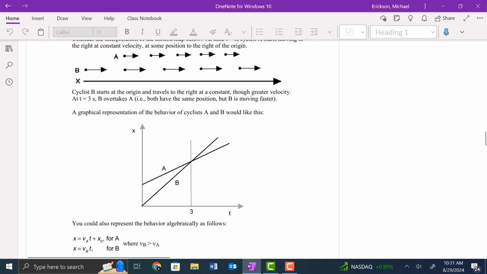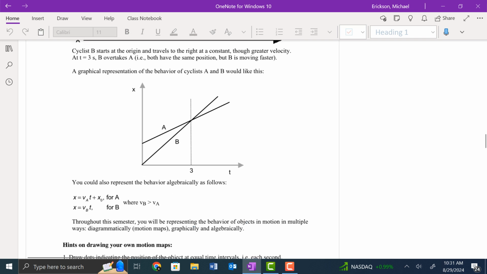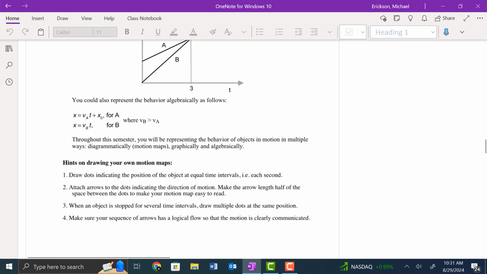Here's a position time graph, kind of like your Dune Buggy lab. So this position time graph is showing the same exact thing. And you can see here in this graph, when A crosses B, that's them at the same position. B overtakes A.